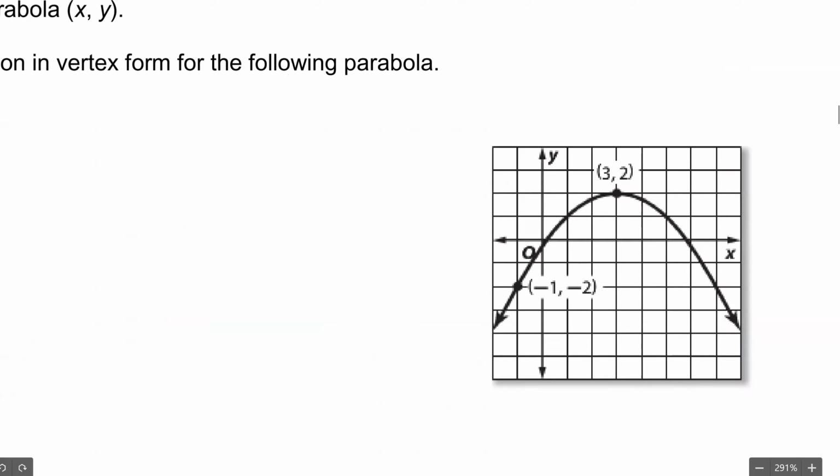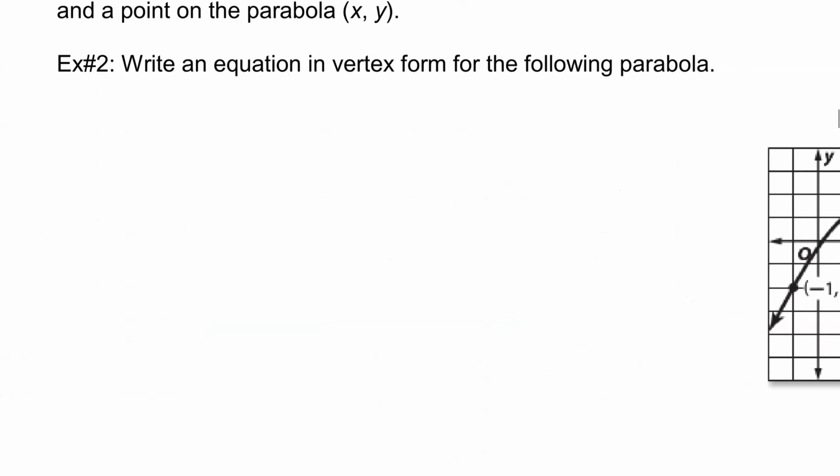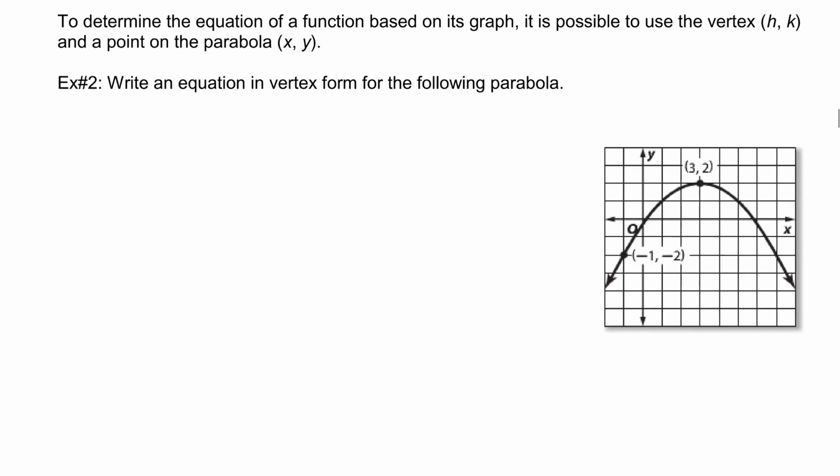Okay, cool. So we're going to do this last example. Here we go. To determine the equation of a function based on its graph, it's possible to use the vertex and a point on the parabola. So, write an equation in vertex form of the following parabola. This is the last question on the quiz. 100%. It will be the last question on the quiz.